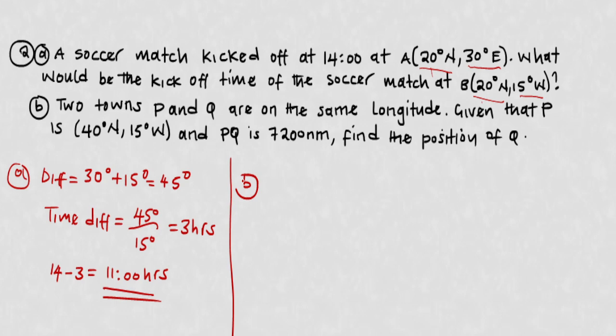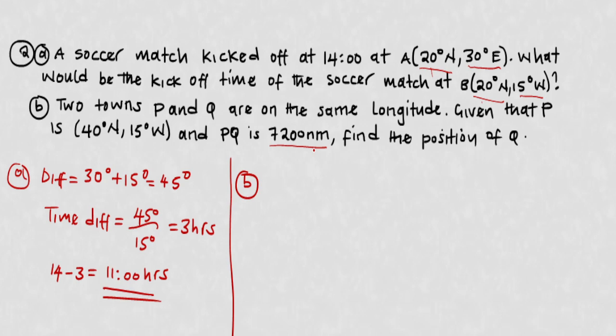We look at B. Two towns P and Q are on the same longitude. Given that P is that and PQ is that. So here they've given us a distance, right? Now in earth geometry, there are only two units for distance. Distance can be measured in kilometers or in nautical miles. Here they've given us distance in nautical miles. Then they are saying find the position of Q. So what are we going to do?